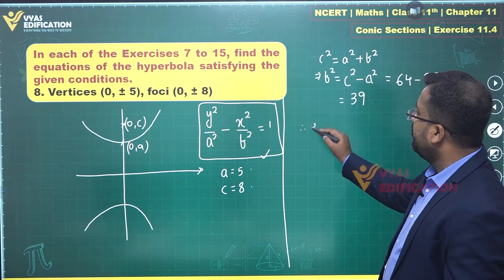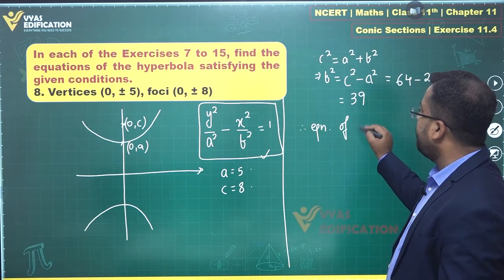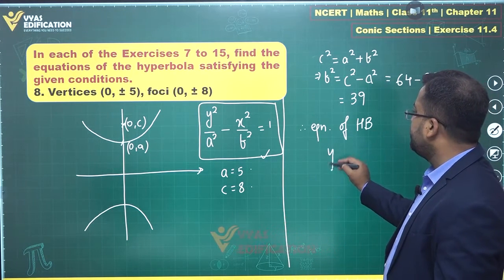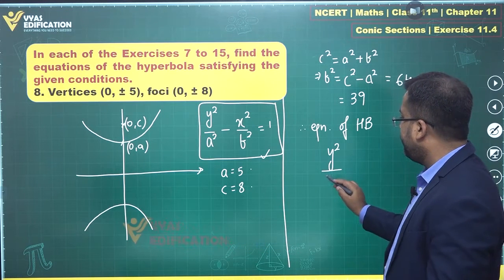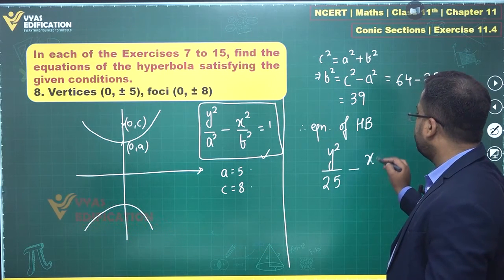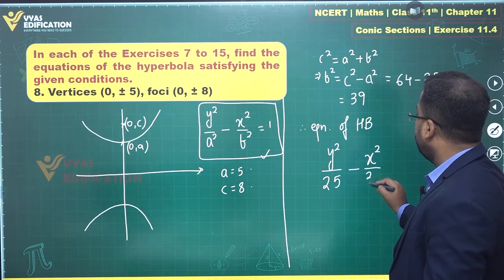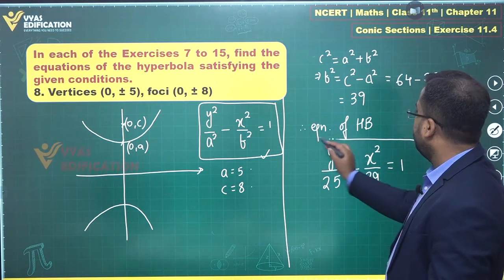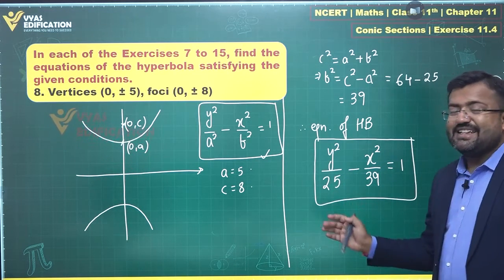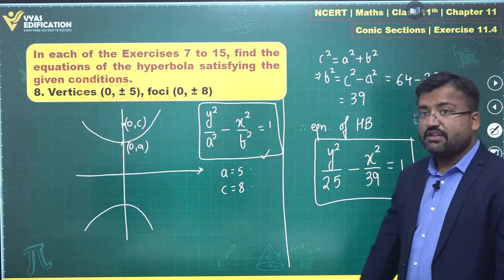Therefore, the required equation of the hyperbola will be y square by a square minus x square by b square is equal to 1. This is what you have, and that's the final equation that is required for this particular question.